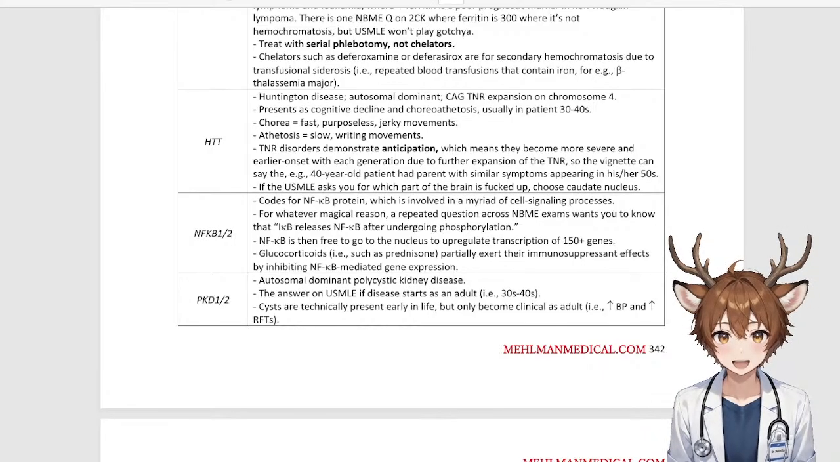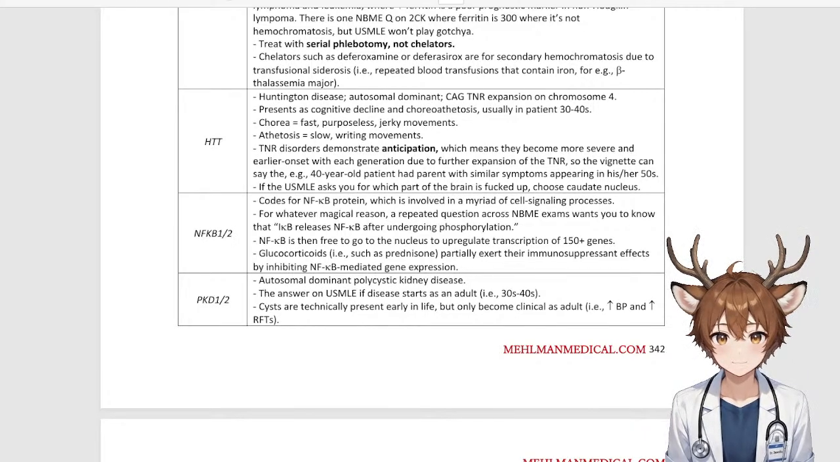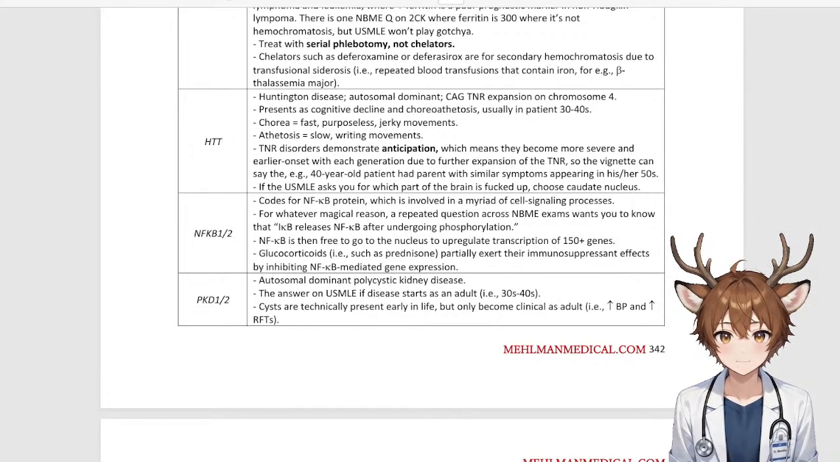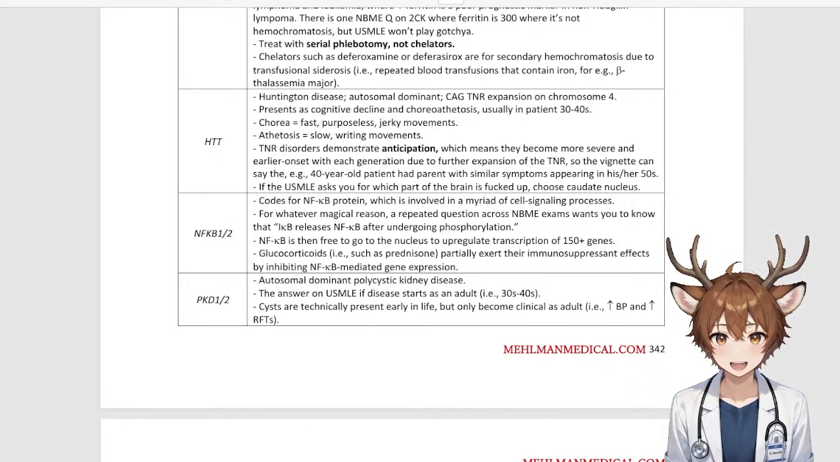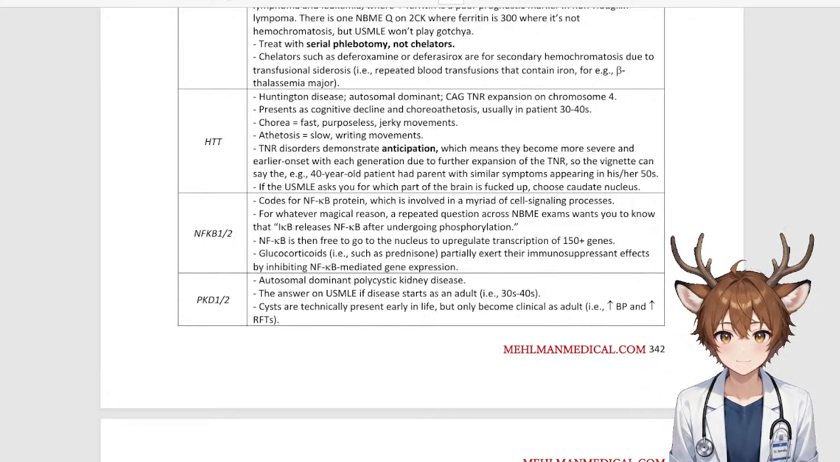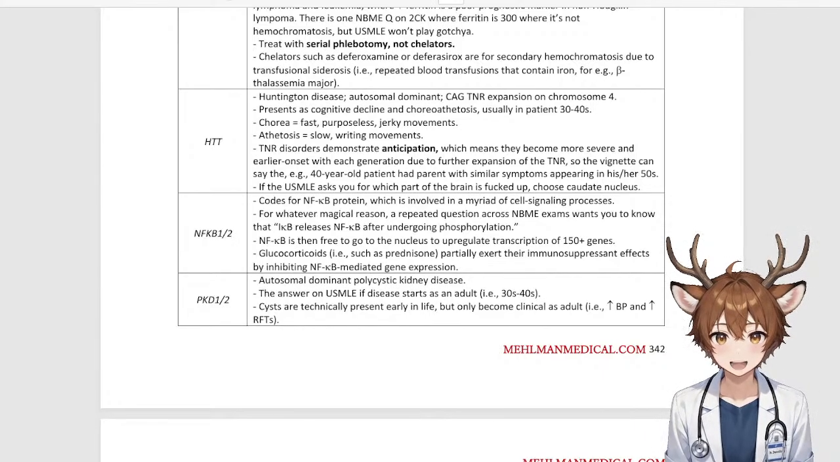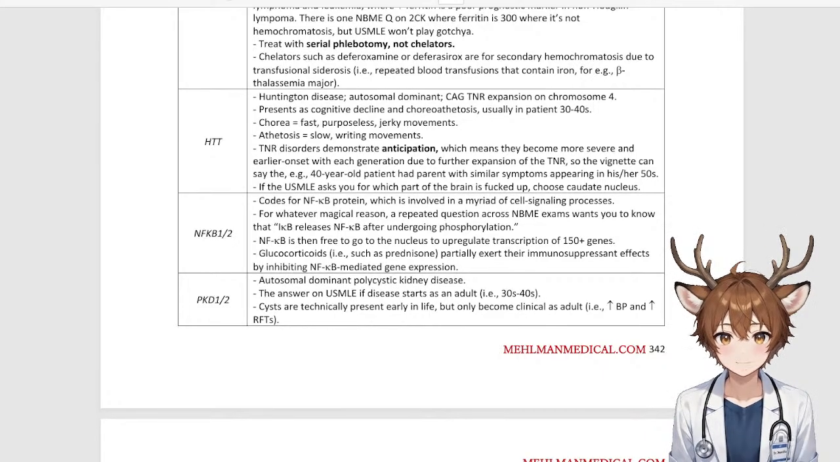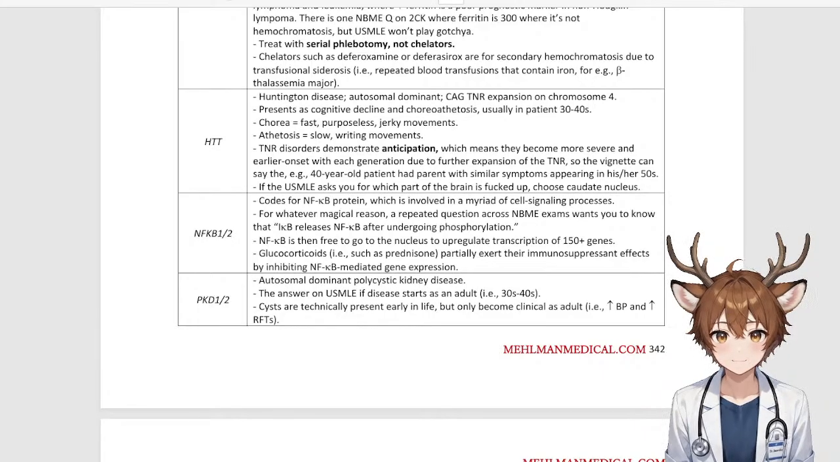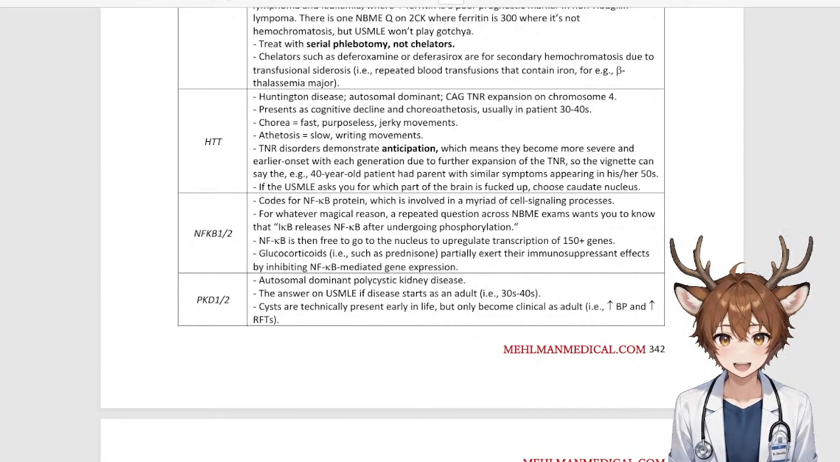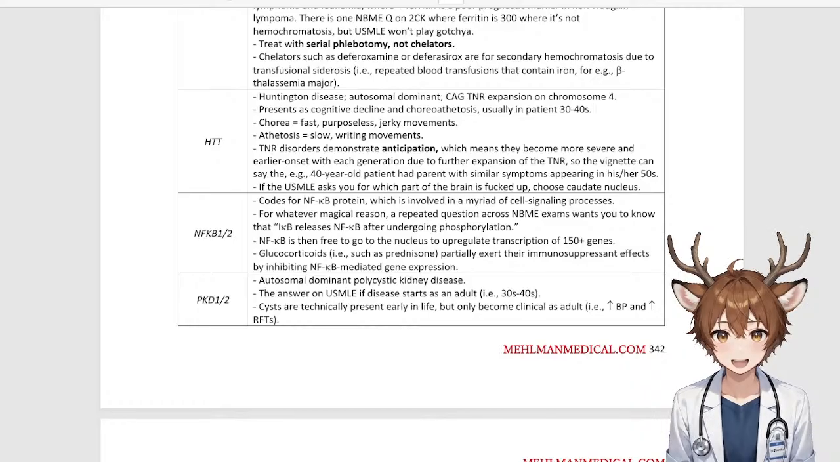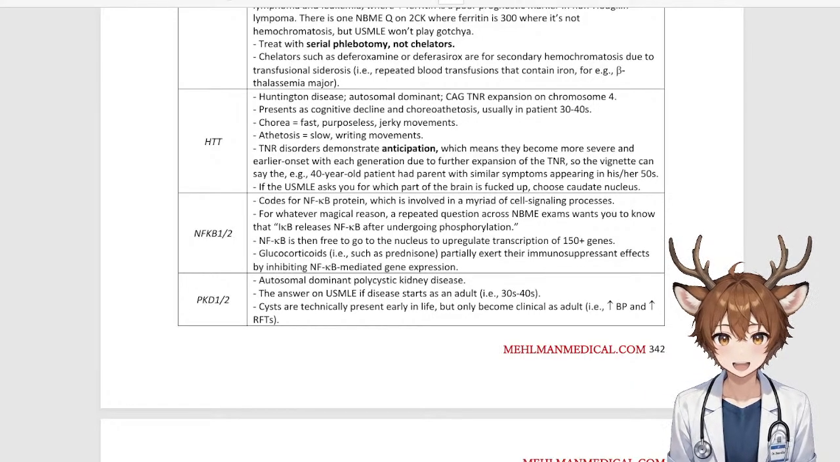NFKB1/B2 codes for the NF-kappa B protein, which is involved in a myriad of cell signaling processes. For whatever magical reason, why is it always a magical reason? A repeated question across NBME exams wants you to know that I-kappa B releases NF-kappa B after undergoing phosphorylation. NF-kappa B is then free to go to the nucleus to upregulate transcription of the 150-plus genes. Glucocorticoids, such as prednisone, partially exert their immunosuppressant effects by inhibiting NF-kappa B mediated gene expression.